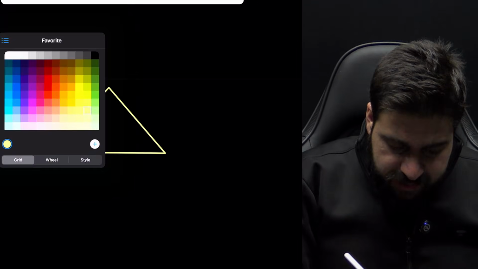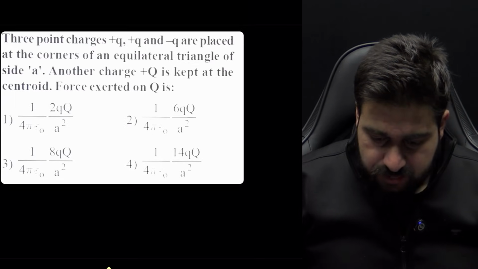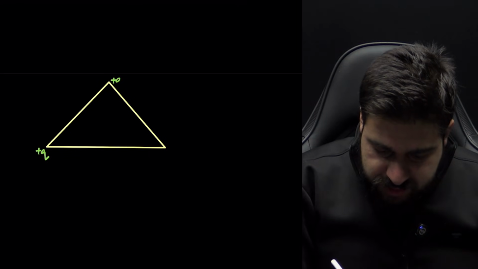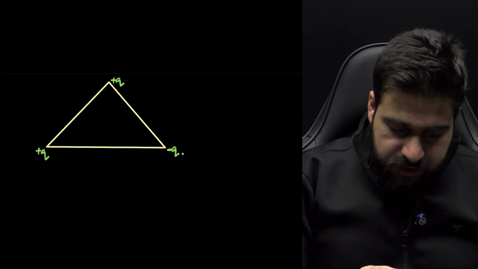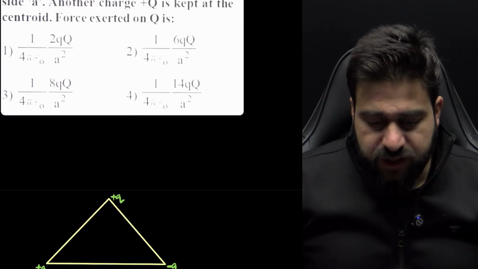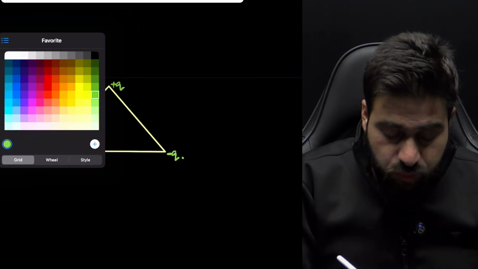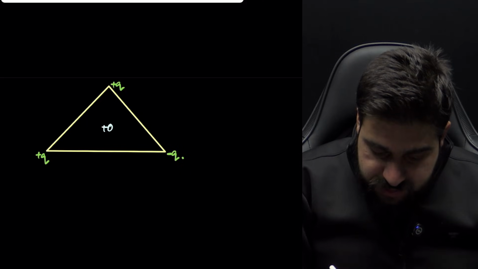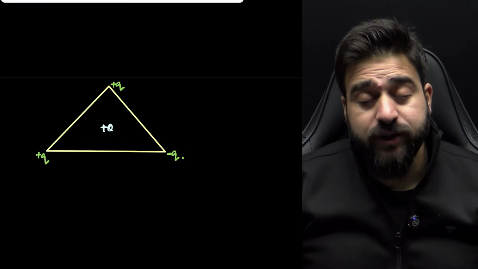My dear NEET aspirants, it says that you have on different corners charges plus Q, plus Q, and minus Q. These are the three charges. Then it says that another charge plus Q is kept at the centroid. There is one more charge which is kept at the centroid, that is this plus Q. We are supposed to find the net force on this center charge.